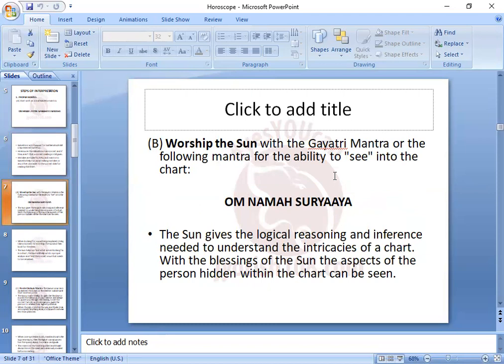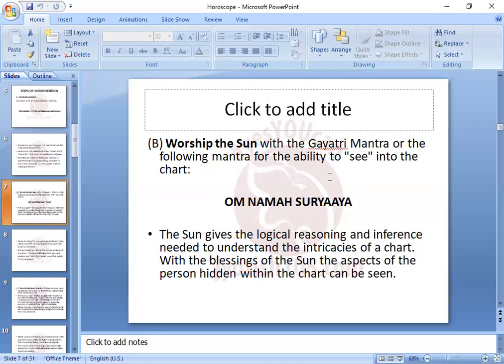Next, worship the sun with the Gayatri Mantra or the following mantra for the ability to see into the chart. As I said, the sun is the number one karaka for jyotish. You worship the sun by the mantra Om Namah Suryaya. You will not say Om Suryaya Namah. It will be Om Namah Suryaya. Om Namah Suryaya means you're giving a salutation to the sun while reading the chart. Om Suryaya Namaha means you are asking Surya to come near you and sit near you while reading the chart. So there is a very basic difference.